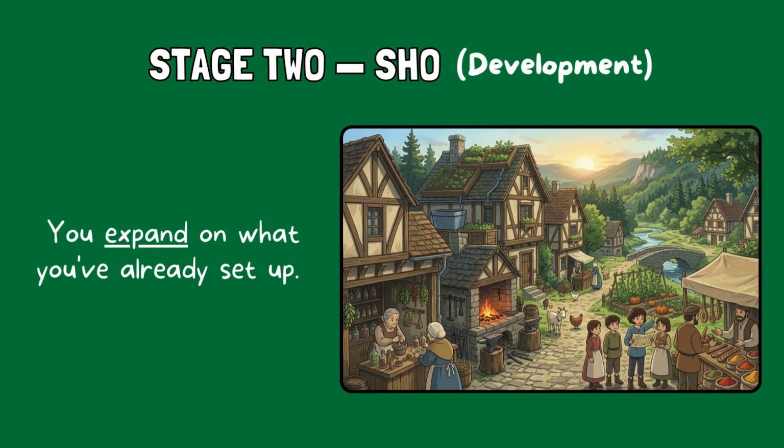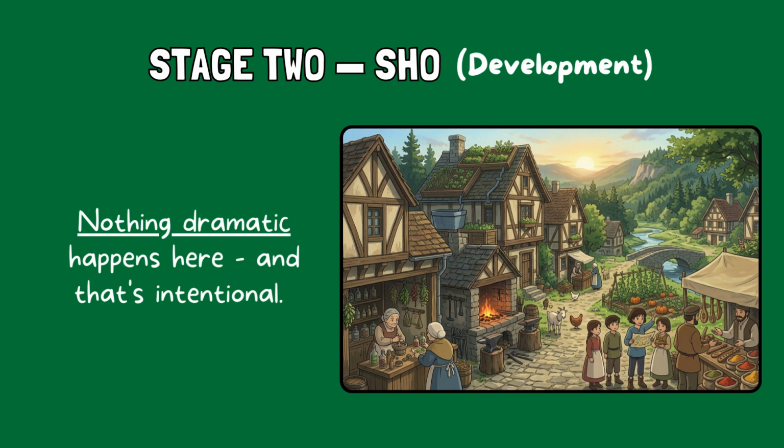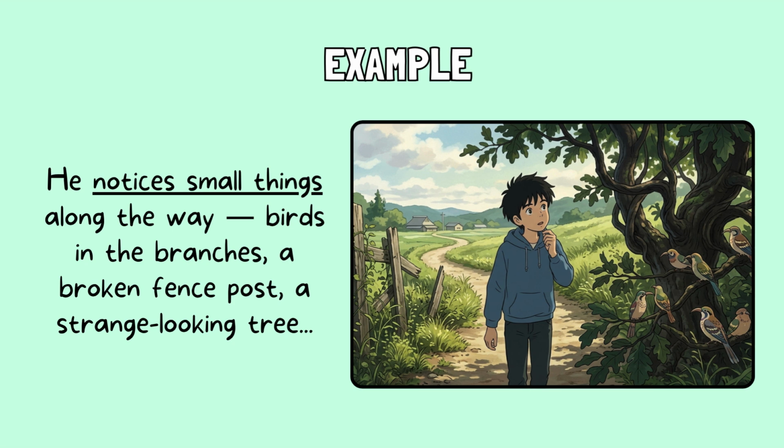Stage 2. Sho. The development. In the Sho stage, you expand on what you've already set up. You go deeper. You add detail. You show the reader more of the world they've entered. Nothing dramatic happens here, and that's intentional. You're building a sense of calm, a sense of routine. You want the reader to feel like they understand how this world works. Using our example, the boy keeps walking his path. He notices small things along the way. Birds in the branches, a broken fence post, a strange-looking tree he's never paid attention to before. We're not rushing anywhere. We're watching.